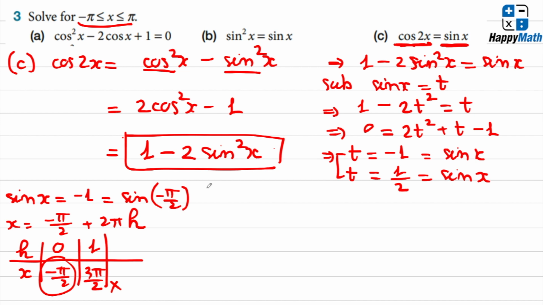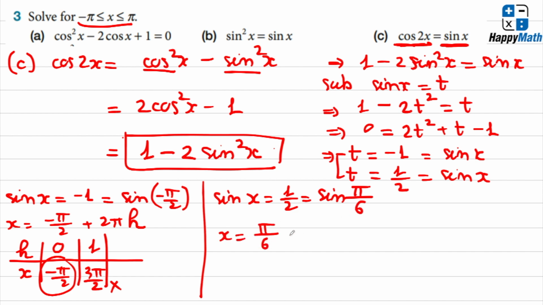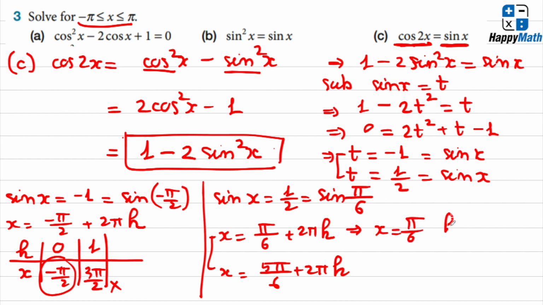And the second one, sine h equals 1 over 2. Sine h equals 1 over 2 means pi over 6, like this one. And you get two equations, pi over 6, and the second one pi minus pi over 6, which means 5 pi over 6, plus 2 pi k. And this will be only one solution, h equals pi over 6, corresponding to k equal to 0, and the next one h equals 5 pi over 6, corresponding to k equal to 0.